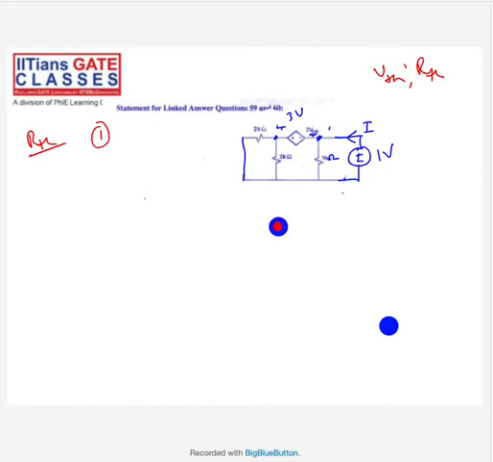So this 2 and 2 are in parallel. What I'll get is 1 ohm. Simplify the network. So this is 1 kilo ohm, and I'll have a value here, 3 VAB or 3.